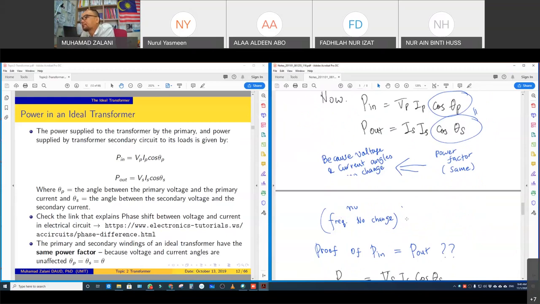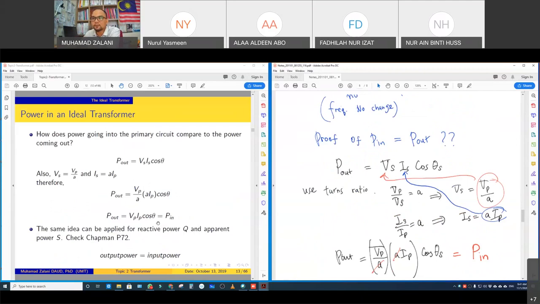So in this case, okay, we know that in transformer, there is no change in power factor. There is no change in voltage and current angle. Meaning that if at the primary side, the current angle is theta P, at the secondary side, theta S, actually theta P and theta S is the same. So no change in angle because there is no change in frequency. Okay, so no change in frequency meaning that the angle between voltage and current at the primary is also the same as the angle at the secondary side.